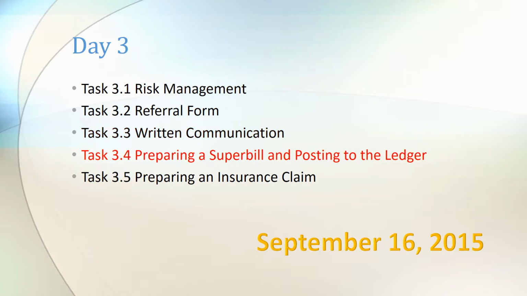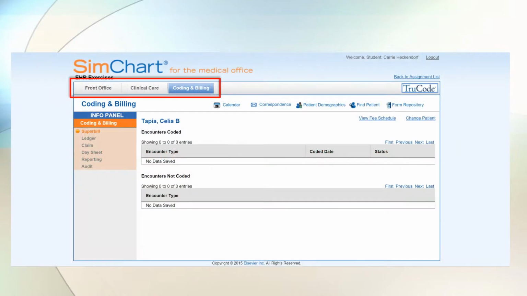In task number 4, you will be preparing a bill and posting to the ledger. So in task 4, what you'll be doing is going into a new section of SimChart that you hadn't been in before, which is coding and billing, found toward the top left of your screen. You'll notice the information panel has changed slightly. You have Superbill, Ledger, and so on.